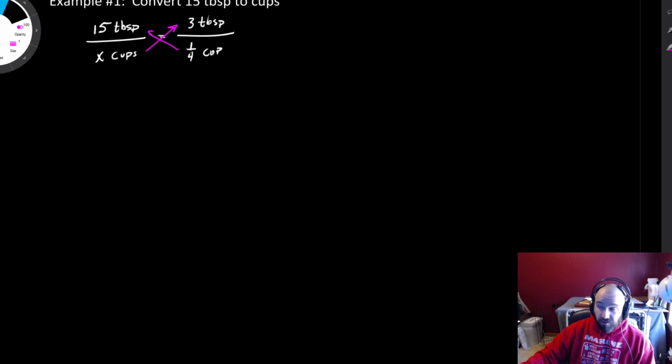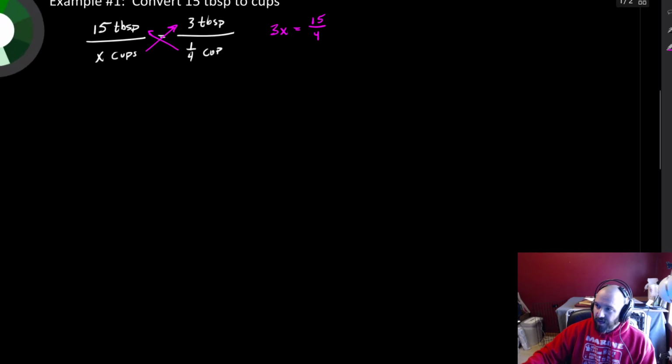Again, ignoring the units, 3 times x is just going to give me 3x is equal to 15 times 1/4. In this instance, I would not use decimals, but you could. The reason I wouldn't use decimals is because most of the time, cups aren't given in decimals. They're given as fractions. So we're just going to go ahead and use a fraction here. 15 times 1/4 is just 15 times 1 divided by 4, which is 15 quarters.